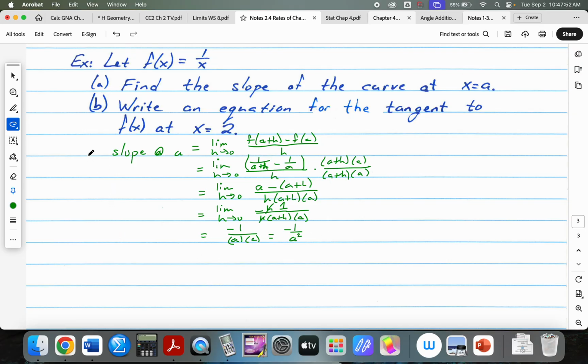So for part B, in order to write the equation of a line, I need two things. One of them is not the y-intercept. Students always want to tell me that. I'm like, don't have to have that. I need a point and I need a slope. The point can be the y-intercept, but it doesn't have to be. So the point, well, at x is 2, f of 2 is a half. So the point is 2 comma 1/2.